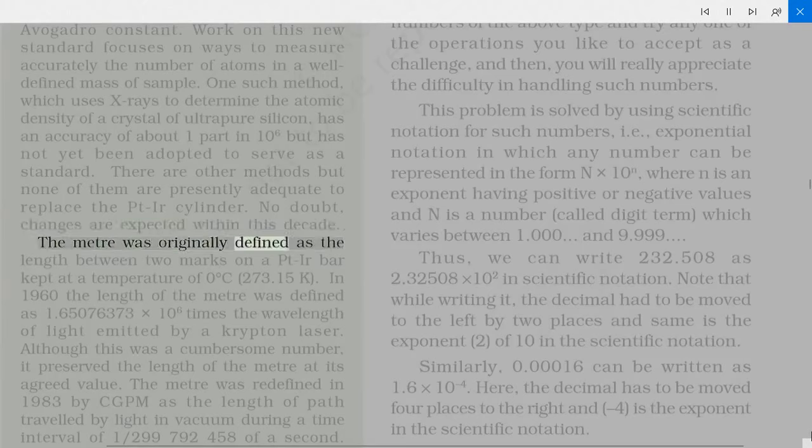The meter was originally defined as the length between two marks on a Pt-Ir bar kept at a temperature of 0 degree C, 273.15 K. In 1960, the length of the meter was defined as 1.6507637 × 10^6 times the wavelength of light emitted by a krypton laser. Although this was a cumbersome number, it preserved the length of the meter at its agreed value. The meter was redefined in 1983 by CGPM as the length of path travelled by light in vacuum during a time interval of 1/299792458 of a second. Similar to the length and the mass, there are reference standards for other physical quantities.